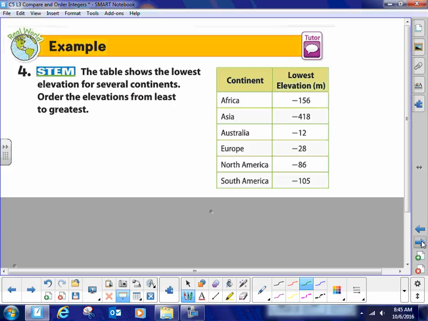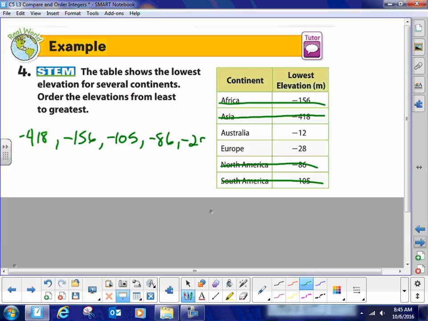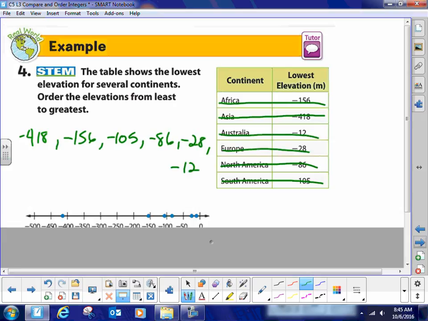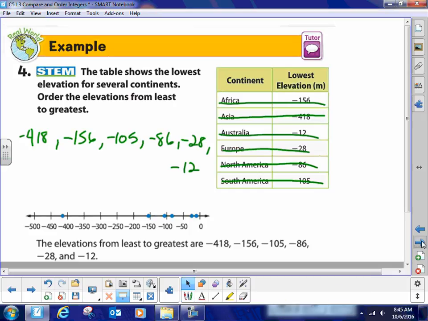So I'm going to grab the biggest negative number, which is -418, cross it out. Go to the next one, -156, cross it out. -105, cross it out. -86, cross it out. -28, cross it out, and then -12, and cross it out. And there we have all our numbers from least to greatest. Okay? I didn't even use a number line. I didn't even bother. Now you could use a number line if you wanted to.